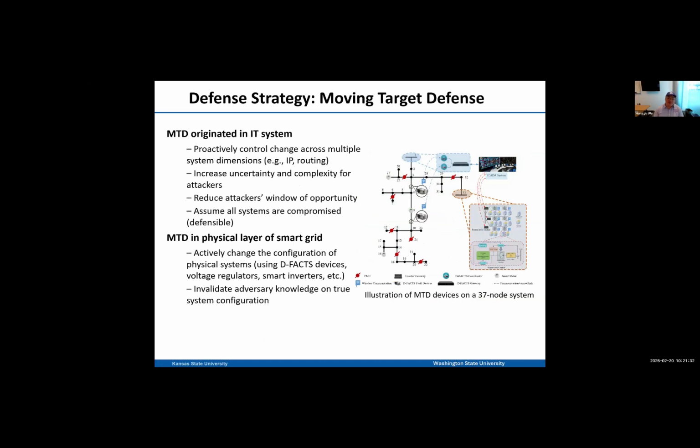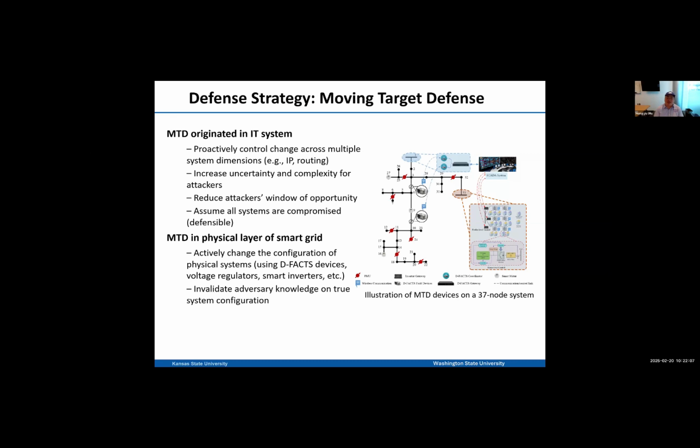Moving target defense is a concept originated in IT systems. MTD is a concept of controlling changes across multiple system dimensions in order to increase uncertainty and apparent complexity for the attackers. This can reduce their window of opportunity and increase the cost of their probing and attack effort. MTD assumes that perfect security is not attainable. Given that as a starting point, the assumption that all systems are compromised focuses on enabling the continued safe operation in a compromised environment.